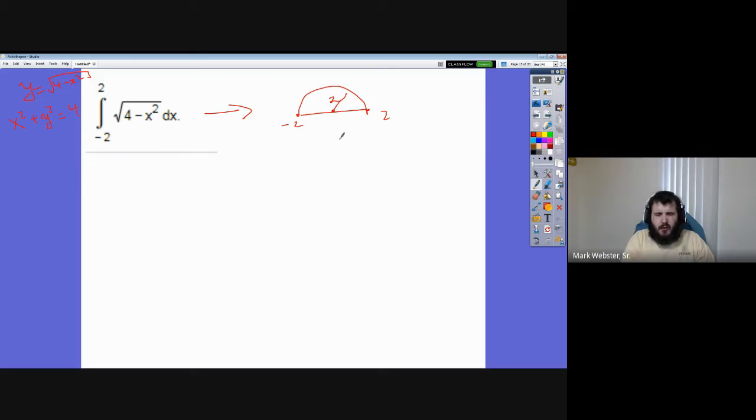Well, the radius is 2 for pi r squared, and you'd say, okay, well, 4 pi, isn't it? But we only want half of it, so divide by 2. This is a semicircle. You don't want the whole thing, you want half of it. So 4 pi divided by 2, what are we left with? 2 pi.